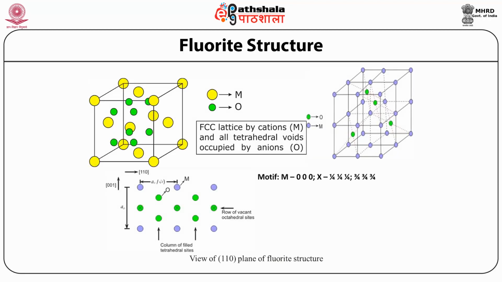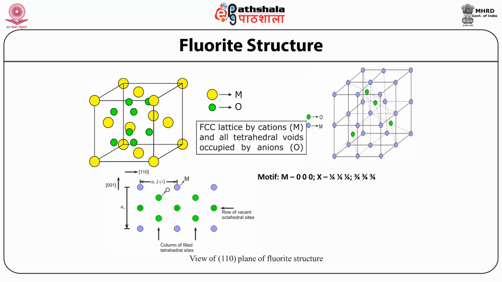So the fluorite structure is shown on the left hand side, where the atoms correspond to cations, that is M, whereas the green atoms correspond to anions, that is O. On the left hand side you can see a unit cell where cations are placed at the corners as well as the faces of the unit cell, that is FCC, and all the tetrahedral voids are occupied by anions, which are represented by the green atom, that is O.